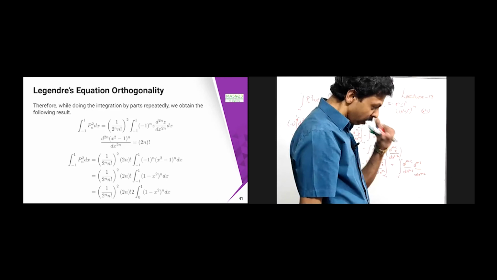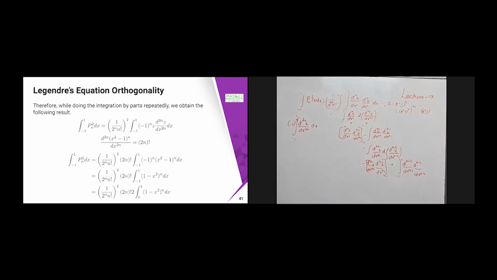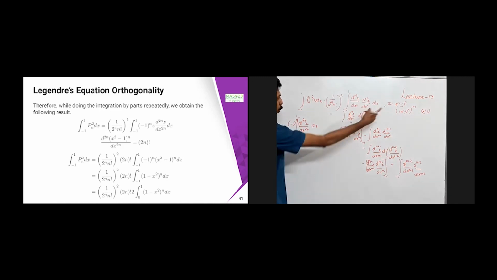Now what is d^(2n) of (x square minus 1) power n by dx^(2n)? That is going to be 2n factorial. So this integral is going to become 2n factorial, because you are going to take.